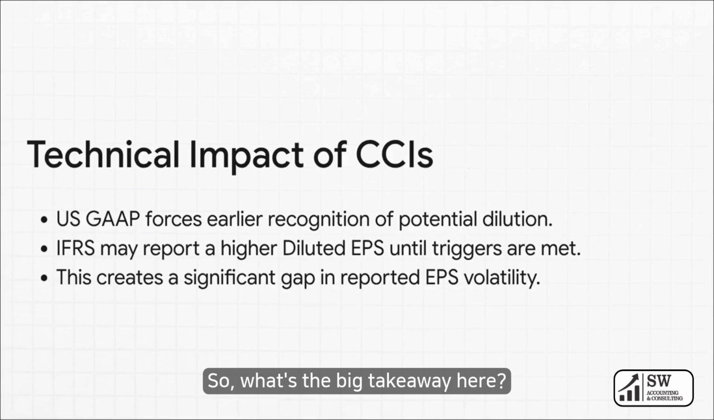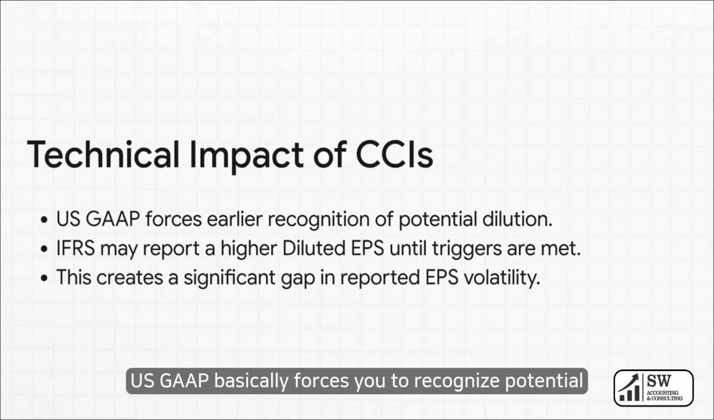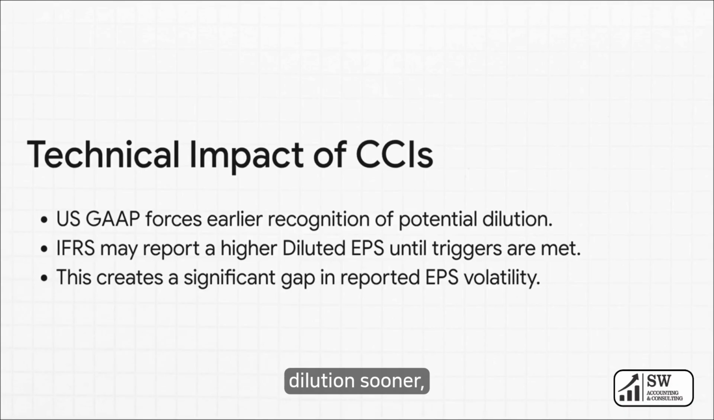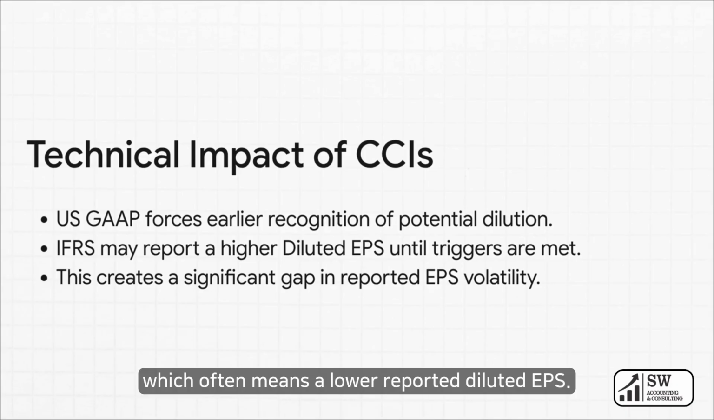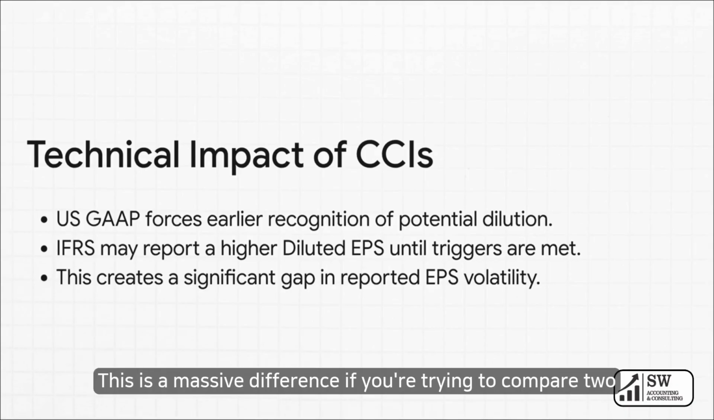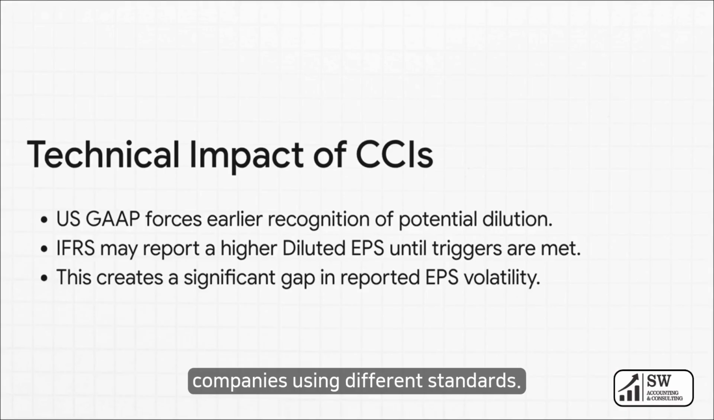So what's the big takeaway here? US GAAP basically forces you to recognize potential dilution sooner, which often means a lower reported diluted EPS. This is a massive difference if you're trying to compare two companies using different standards.